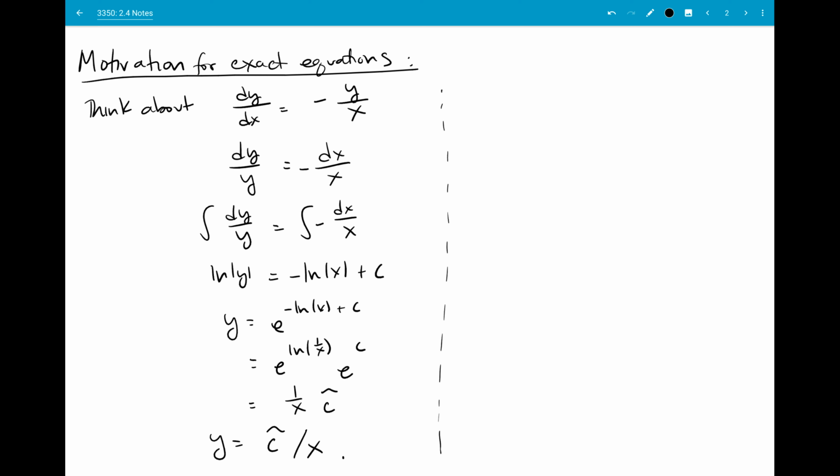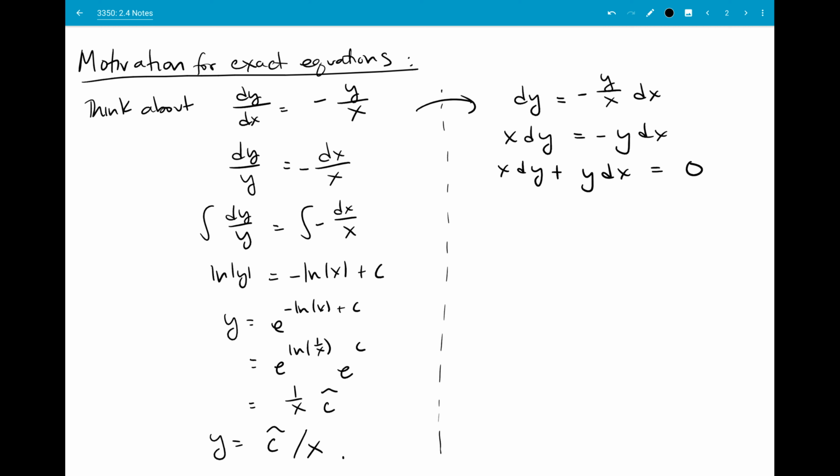Instead of doing that, let's think about a different way we could solve it. Instead of rearranging to have all the y's on one side and all the x's on the other, I'm going to try to separate the dy and the dx from each other and get rid of this fraction. So I'd have x dy is equal to minus y dx, or x dy plus y dx is equal to 0. The reason for doing that isn't really clear at this point, but it is something we could do.